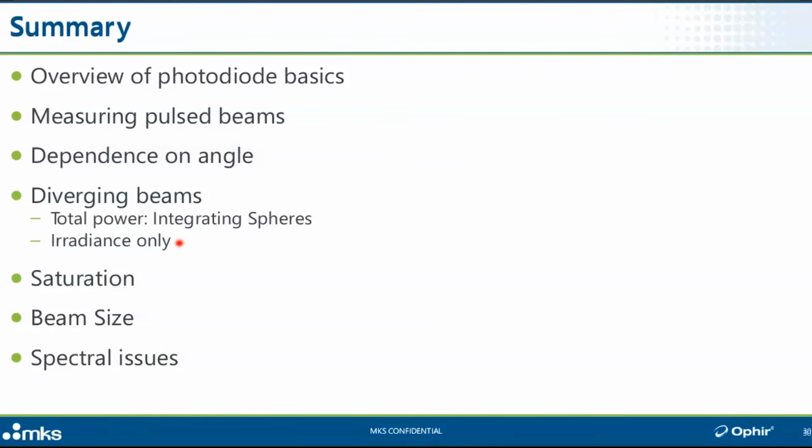And other applications we mentioned where we're not interested in the total power, just in the irradiance or in the dosage. And we looked at an example of an Ophir solution for that. The idea is pretty straightforward. Talked about saturation. Sometimes momentary saturation can not give itself away. If you have a reason to suspect that, we gave the tip of maybe comparing the reading at 2 different power scales and seeing if there's a difference. That would be a dead giveaway. Talked about beam size issues and spectral issues.